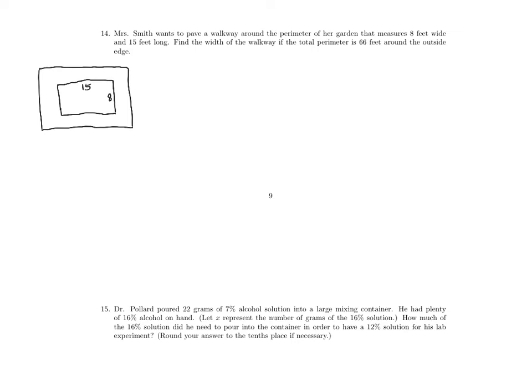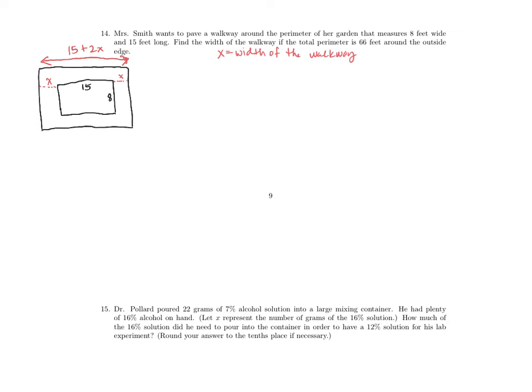All right, so now we have x here. x is the width of the walkway, not the garden. So the width of the walkway is going to be x. That means I have a 15 and I have an x and an x. So if I want the outside edge of the walkway, the length here, I would have 15 plus these two x pieces. So this would be 15 plus 2x.